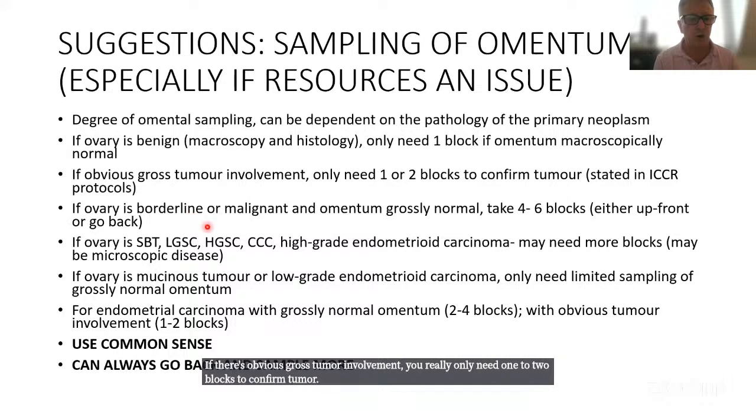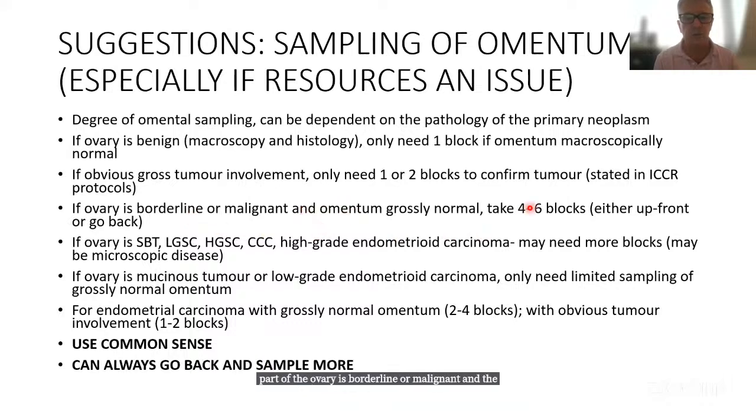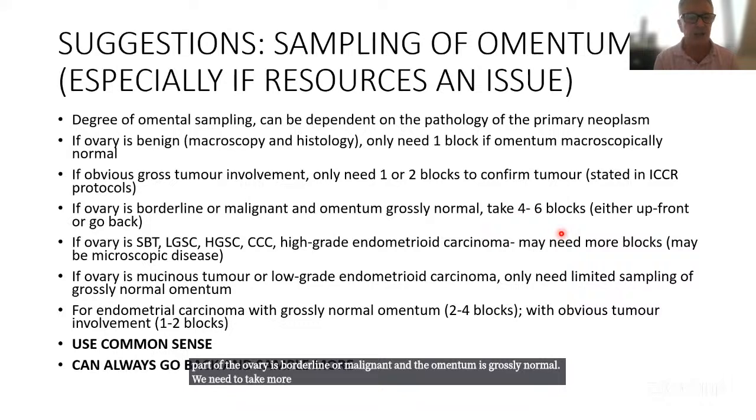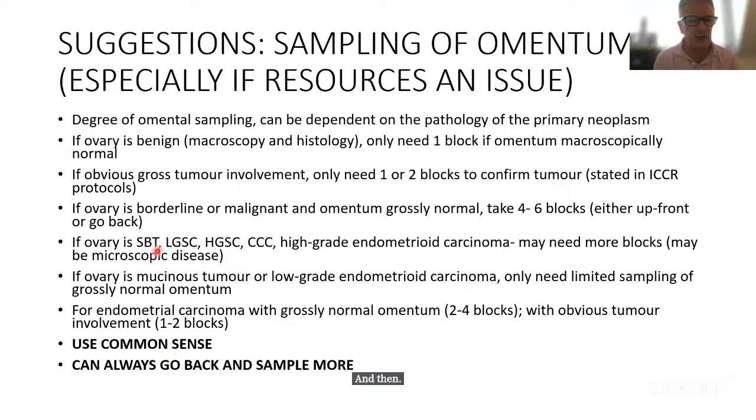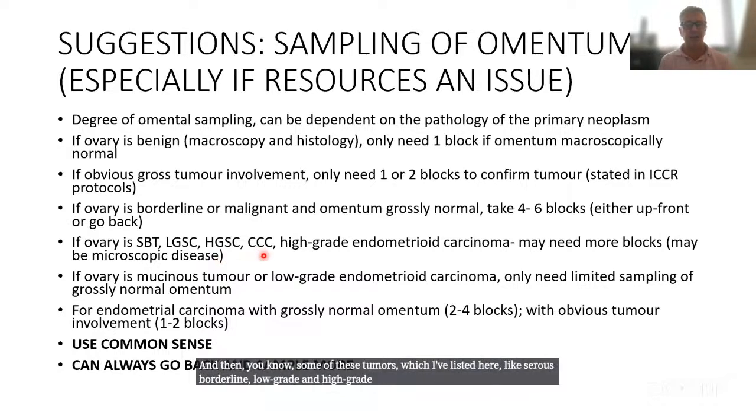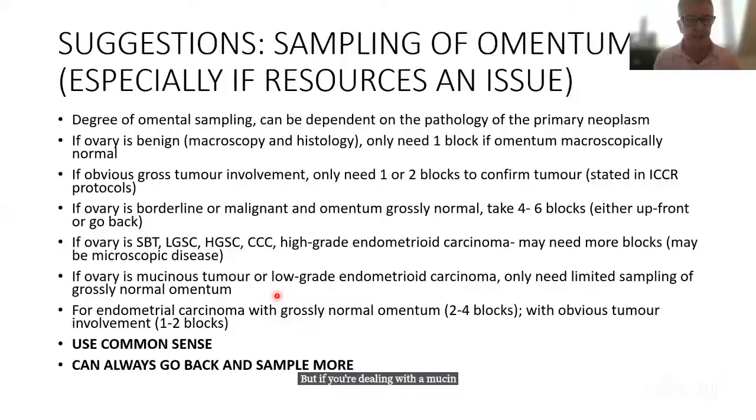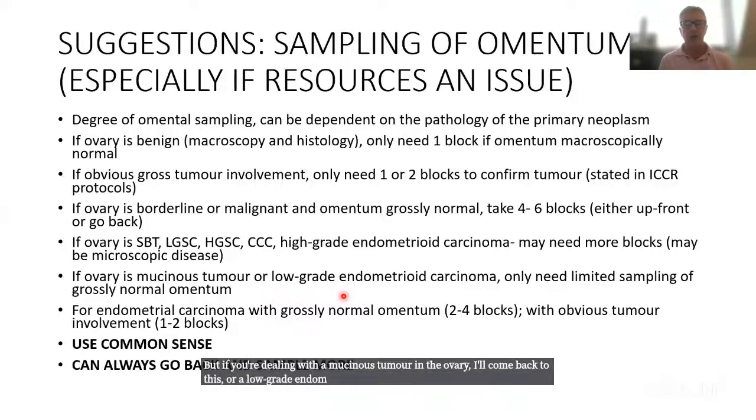But if the ovary is borderline or malignant and the omentum is grossly normal, we need to take more, and it's usually recommended to take 4 to 6 blocks either up front or to go back. And then, you know, some of these tumors which I've listed here, like serous borderline, low-grade and high-grade serous carcinoma, etc., you may need more blocks because these are tumors which have a propensity for microscopic omental involvement. But if you're dealing with a mucinous tumor in the ovary, I'll come back to this, or a low-grade endometrioid carcinoma, you really only need limited sampling if the omentum is grossly normal, because these tumors rarely involve the omentum.